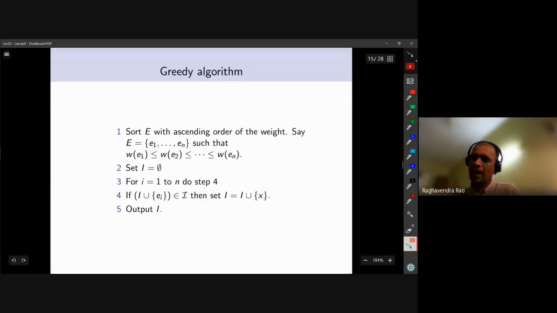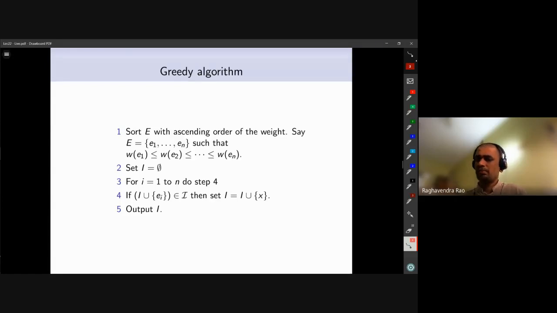So now the solution happens to be fairly simple. It's just a modification of our algorithm. All we do is order the elements. We sort the ground set elements according to their weights. Say E1 to En is the ground set, where the weight of E1 is the smallest, then the weight of E2, and so on. It's in ascending order.